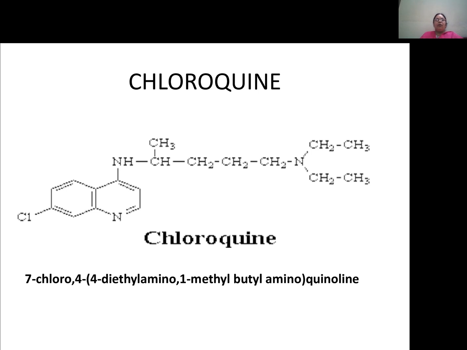That is 7-chloro. Then at the 4th position, this is the 4-diethylamino, 1-methyl. This is butyl, this is amino and quinoline.